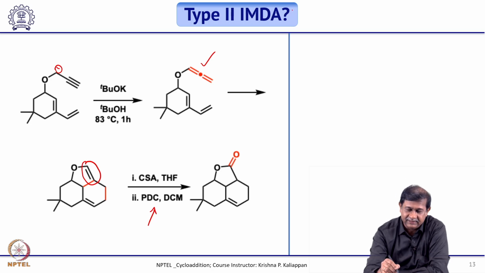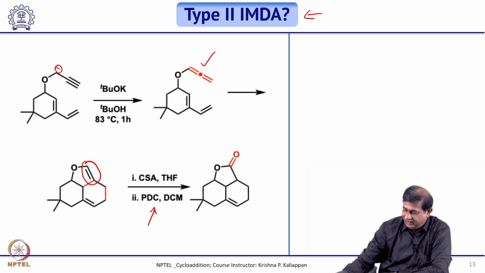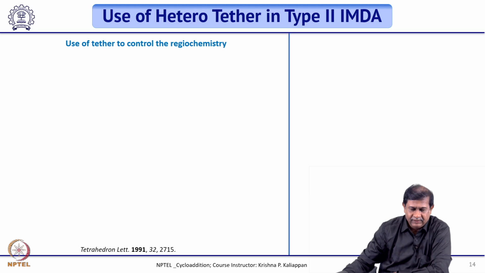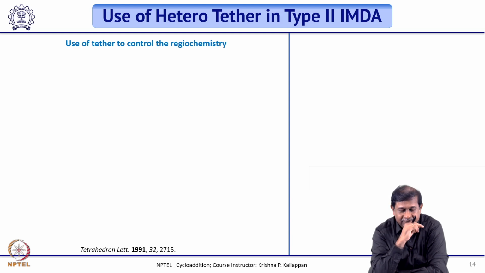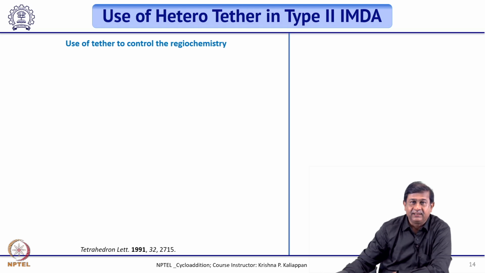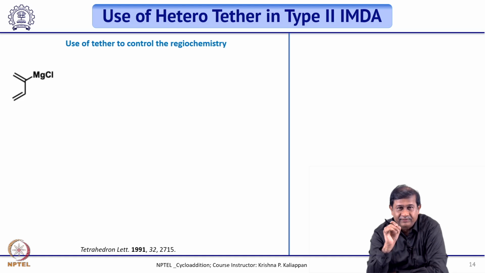My question here, as in the title, is whether this is a type 1 intramolecular Diels-Alder reaction or a type 2 intramolecular Diels-Alder reaction. This is for you, and you can answer this question. Then, as I said, heteroatoms have been successfully used in type 2 intramolecular Diels-Alder reactions, and you can control the regiochemistry with the tether. The tether plays a very important role not only in regiochemistry but also in stereochemistry.